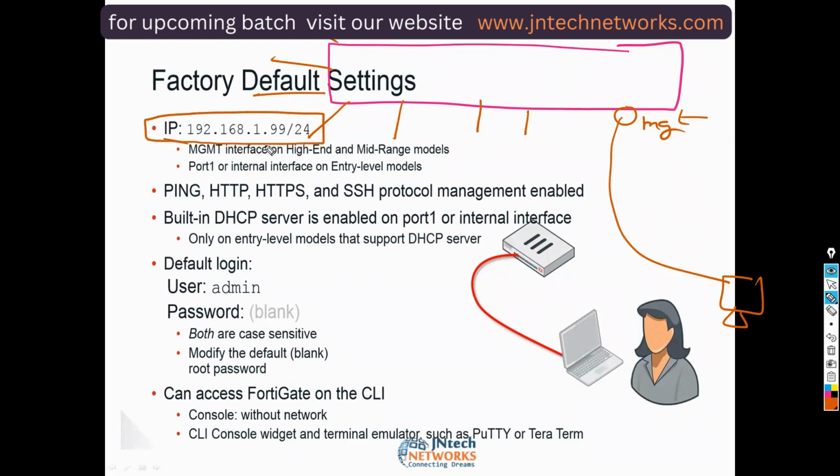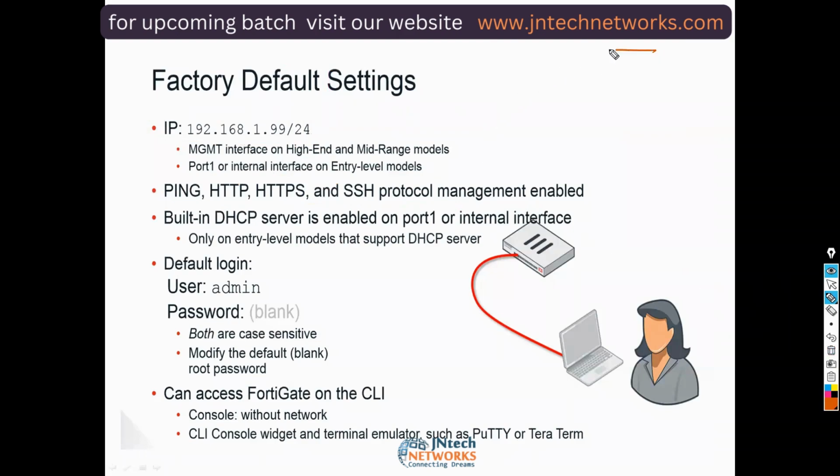By default this port has the IP address 192.168.1.199, and you can configure the same series of IP onto your machine. Now you can access it, because by default these services are enabled on this port. From this machine you can ping, access through HTTPS, and access through SSH, no problem. But that is for high-end or mid-range models.